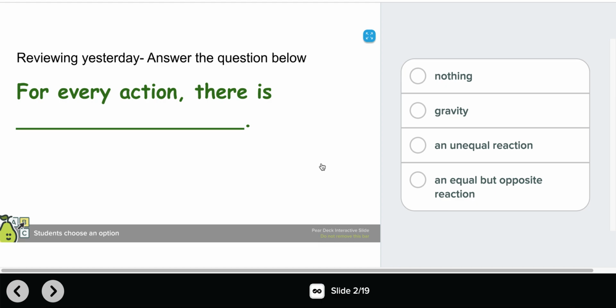Okay, the correct answer is equal but opposite reaction. That is the basis of Newton's third law of motion. For every action, there is an equal but opposite reaction. And it's easiest to observe this when you have something that is the same mass and using the same amount of force to have them collide, and you can see them hit each other and bounce off, and they will separate an equal amount of distance. As long as everything is exactly the same.